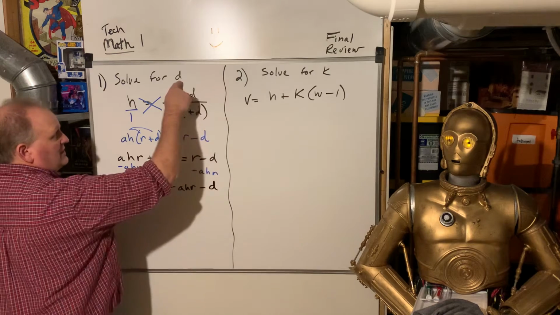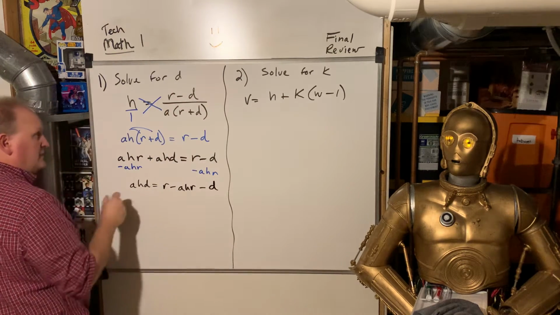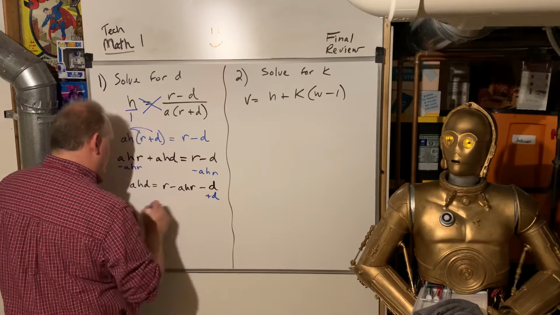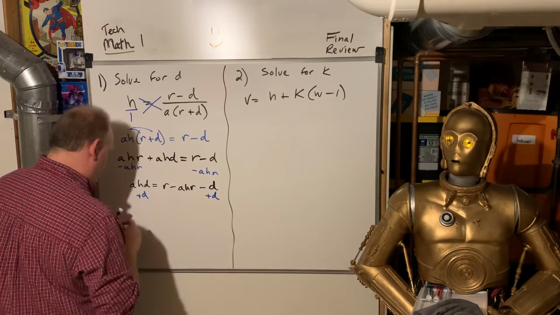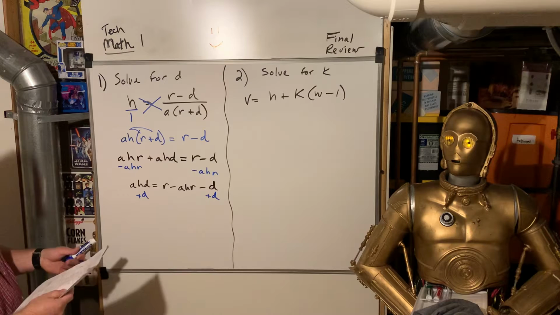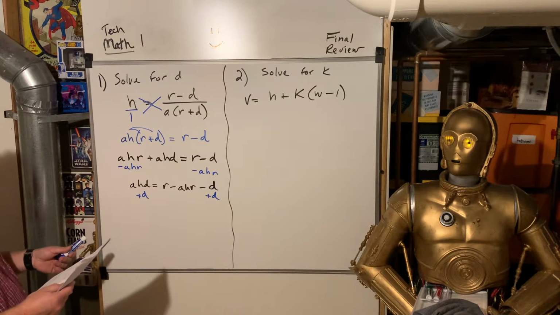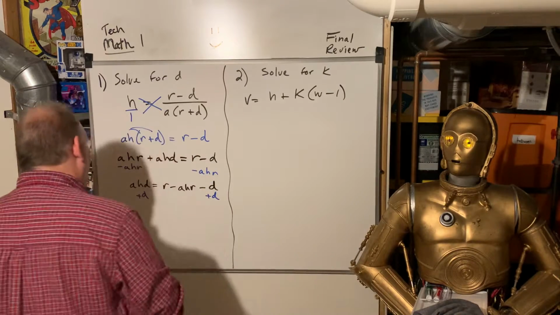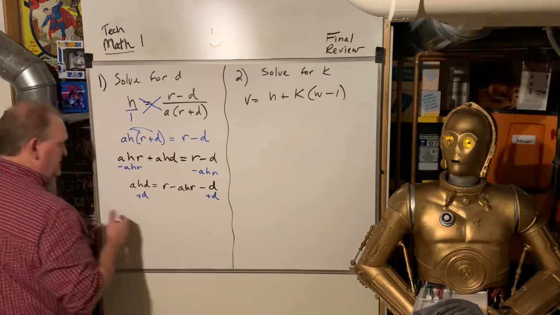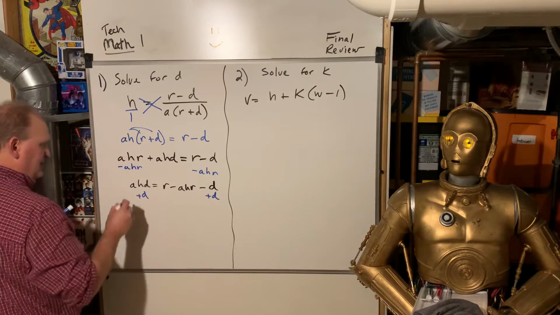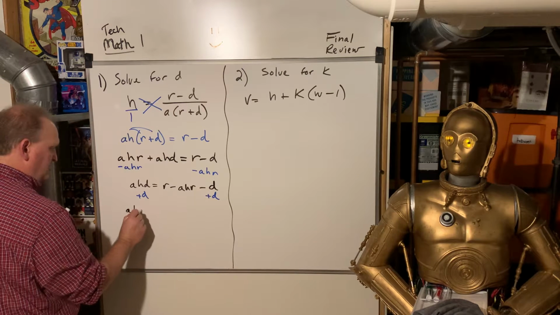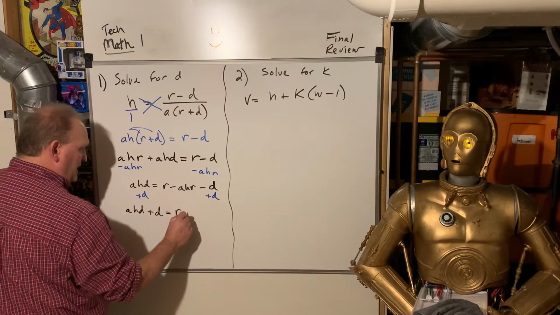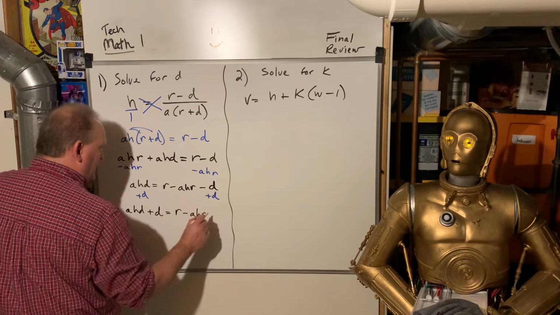Now, we're trying to solve for D, so we're going to get that D over to this side. Plus D. I got to make sure it is D and not A, because my D's and A's look the same. Okay, no, it's definitely D. All right, so now look at what we've got. AHD plus D equals R minus AHR.